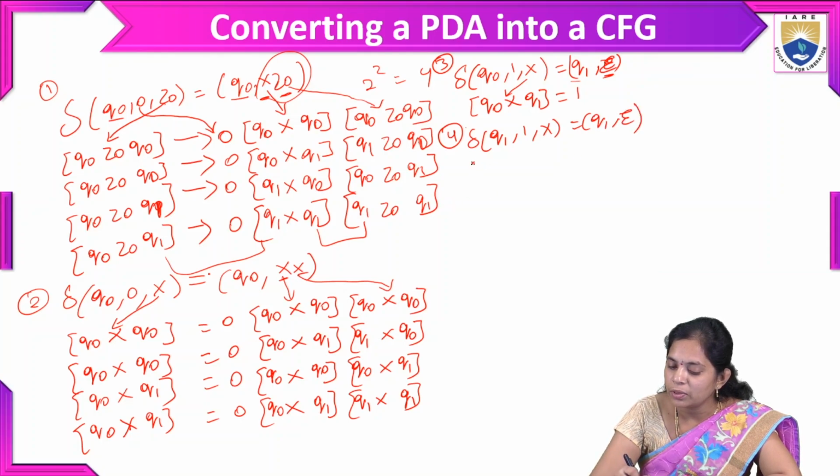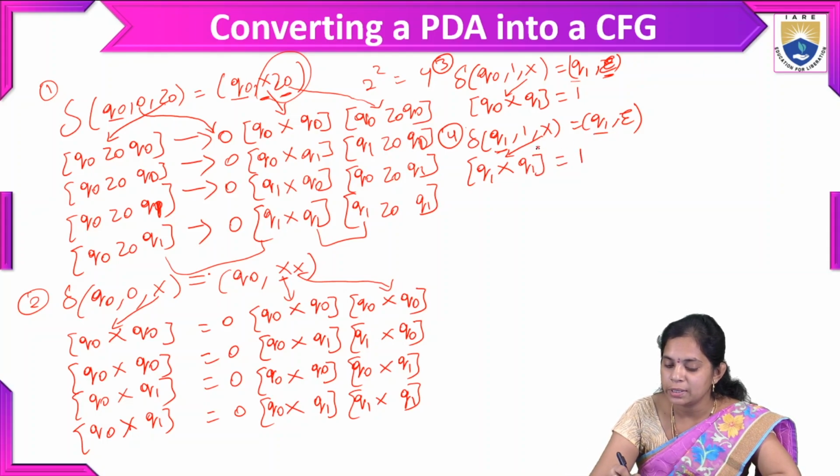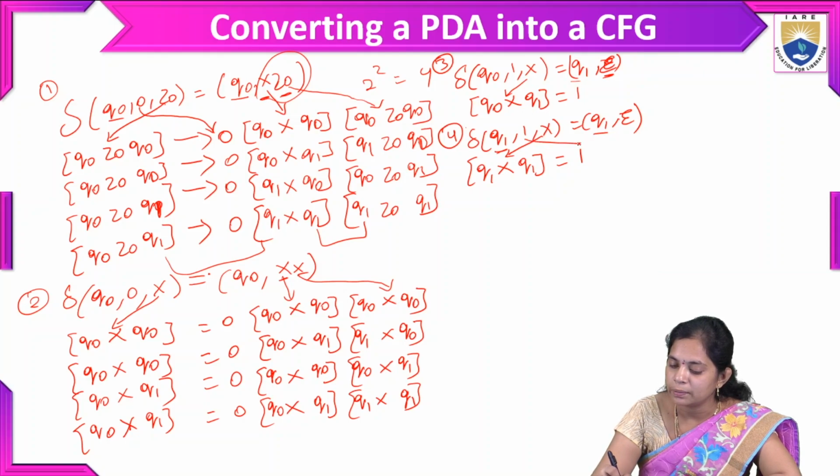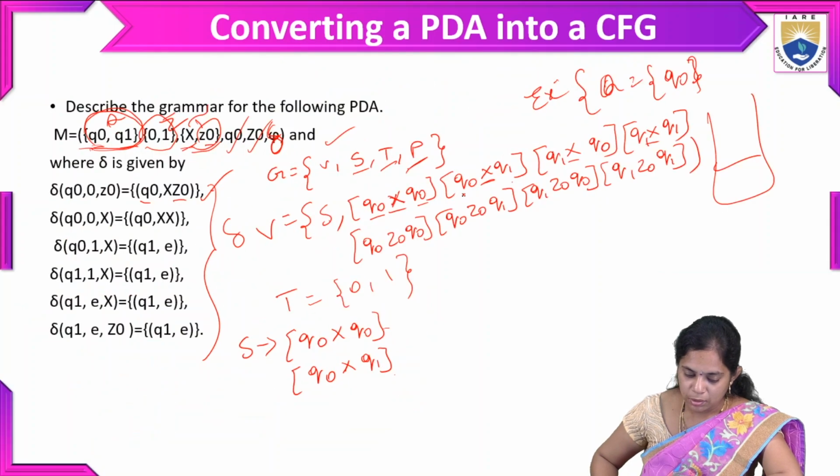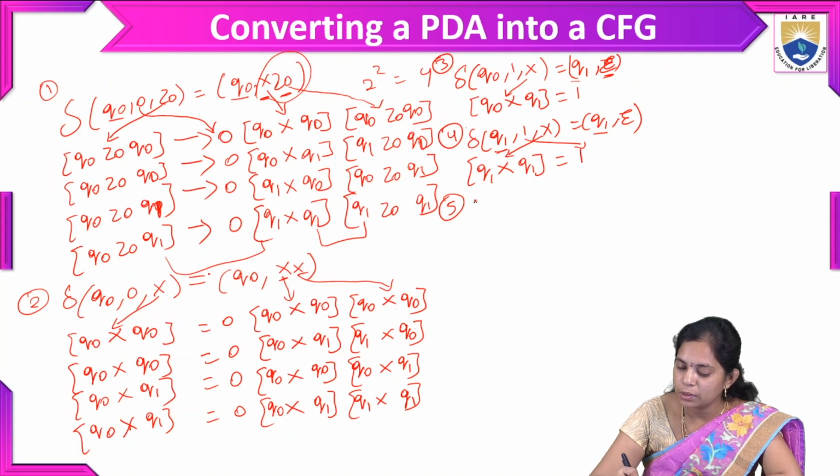So for this one, we need to write a combination where the current and next states are the same, with the x on top of the stack symbol, and the next state is Q1, and the value is 1. So it is the input value we need to write here. And the fifth one, Q1 epsilon x. Delta of Q1 epsilon x is equal to Q1 epsilon.